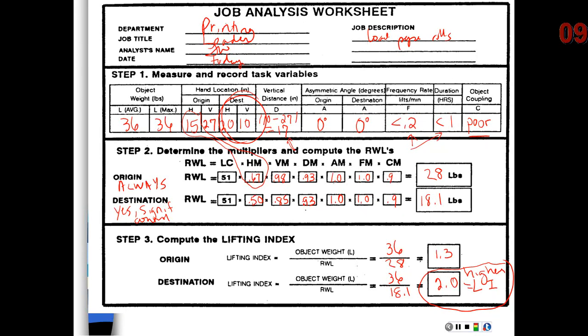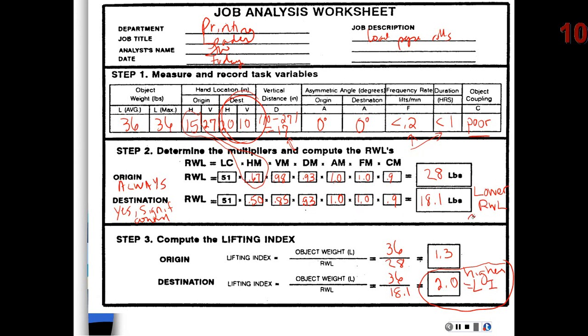If you decide not to do a mechanical assist, you go back to step 2 and find out, well, one option is if it weighs too much, if the RWL is too low, then you could reduce the load. And so in this case, you want to choose the lower RWL as being the safe weight.